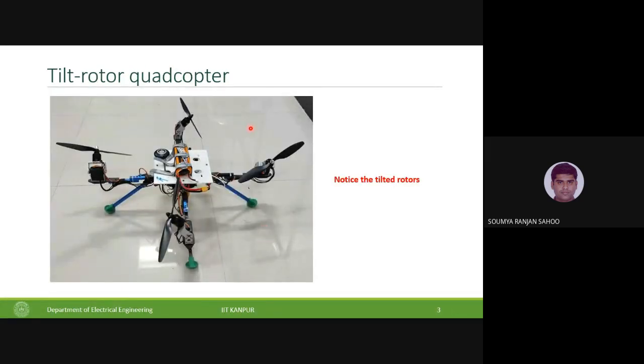So first of all, the modification. Earlier, these motors were basically fixed on this base plate, which essentially is fixed to the quad rotor frame. So this is one change that we did.